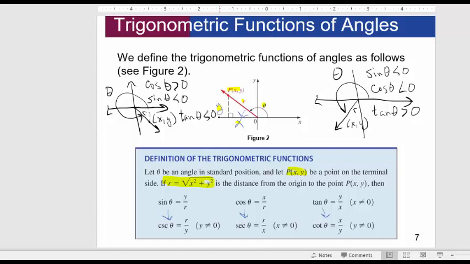So what ends up happening is in the fourth quadrant, cosine is positive, whereas sine and tangent are going to be negative.